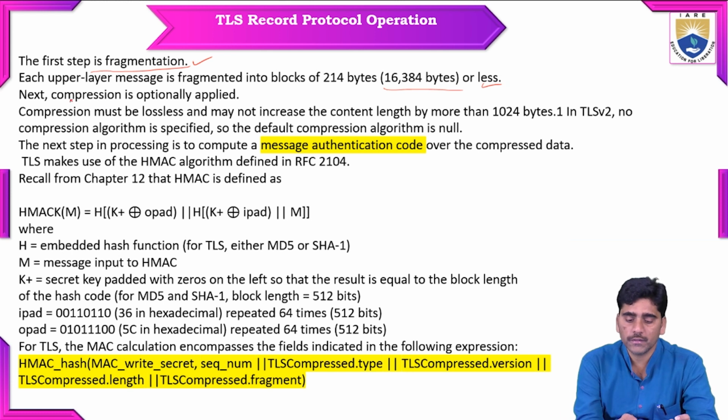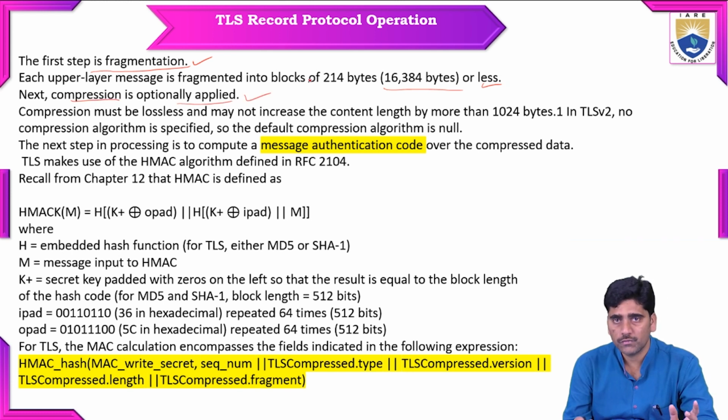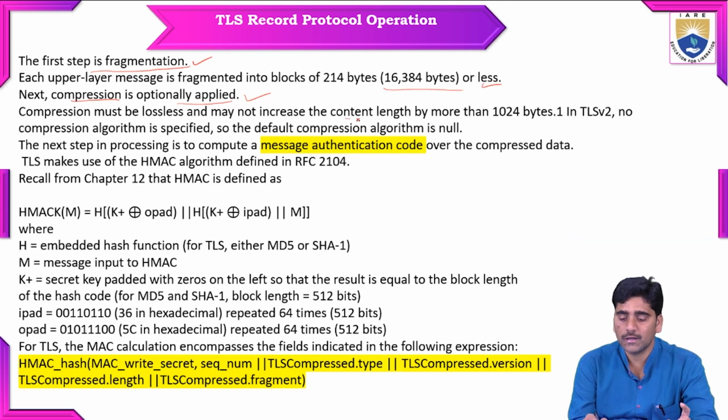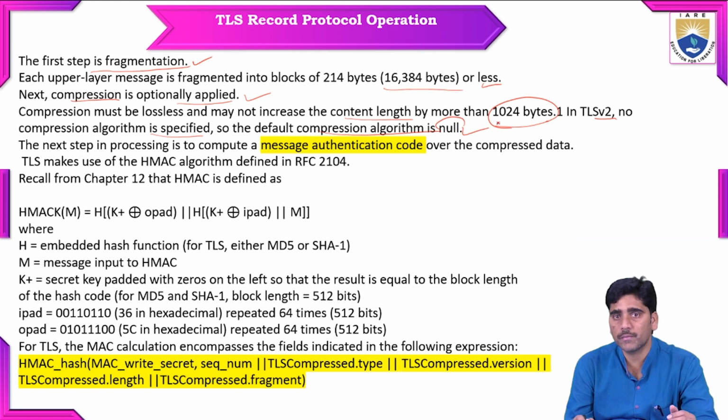The next step is compression. It is optionally applied. If you want to reduce the size of that message, you can apply the compression process. Compression must be lossless, and it may not increase the content length by more than 1024 bytes. In TLS version 2, no compression algorithm is specified. So the default compression algorithm is what? Null. So there is no compression process and no compression algorithm.